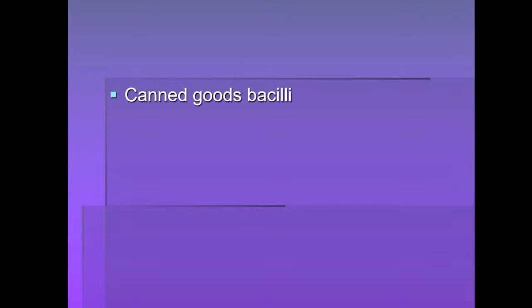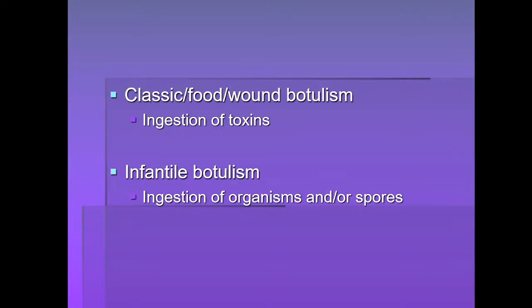Now, Clostridium botulinum is also known as the canned goods bacilli. There are two types of botulism. One is the classic food or wound botulism, because of the ingestion of the toxins. And we have infantile botulism, which is transmitted by the ingestion of the organisms or the spores themselves. So infantile botulism is direct ingestion of the spores. Classical, food, or wound botulism is through the ingestion of the toxins, or entry of the toxin in wound areas, basically.